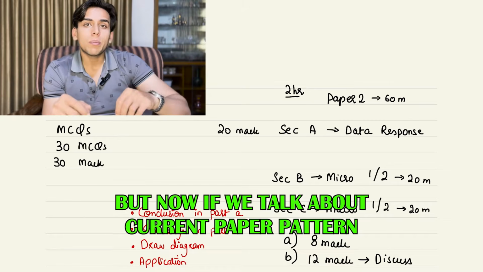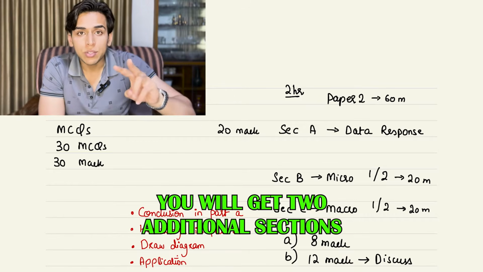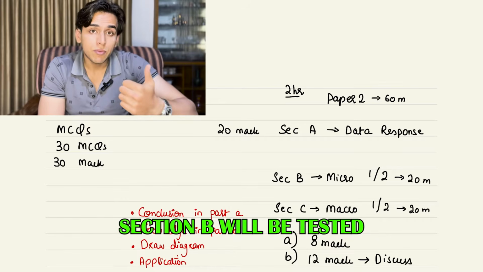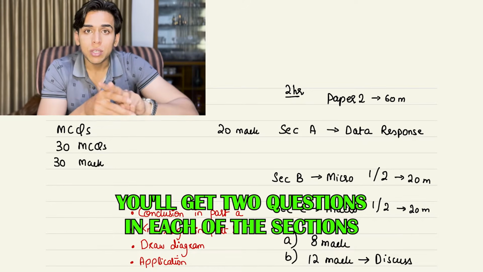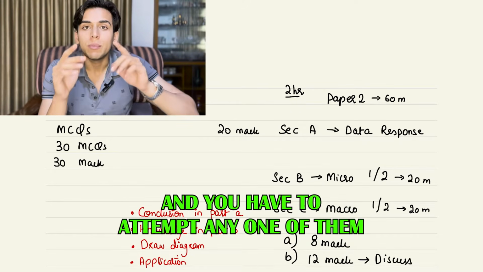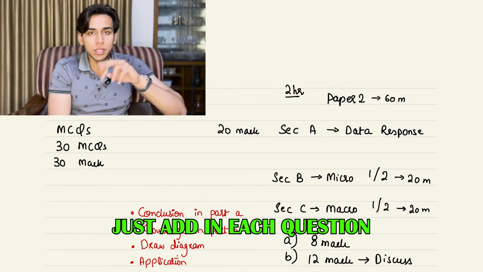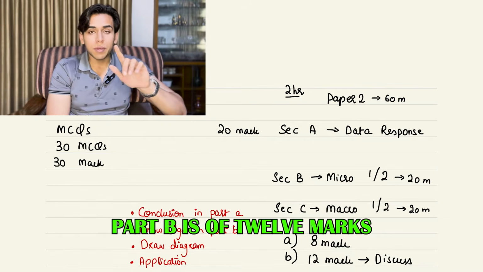But if we talk about the current paper pattern, this has changed. You'll get 2 additional sections. One is Section B, another one is Section C. Section B will be tested from micro, whereas Section C will be tested from macro. You'll get 2 questions in each of the sections and you have to attempt any one of them. So you get a choice of 1 question. But again, there are 2 parts tested in each question, part A and part B. Part A is still of 8 marks and part B is of 12 marks.